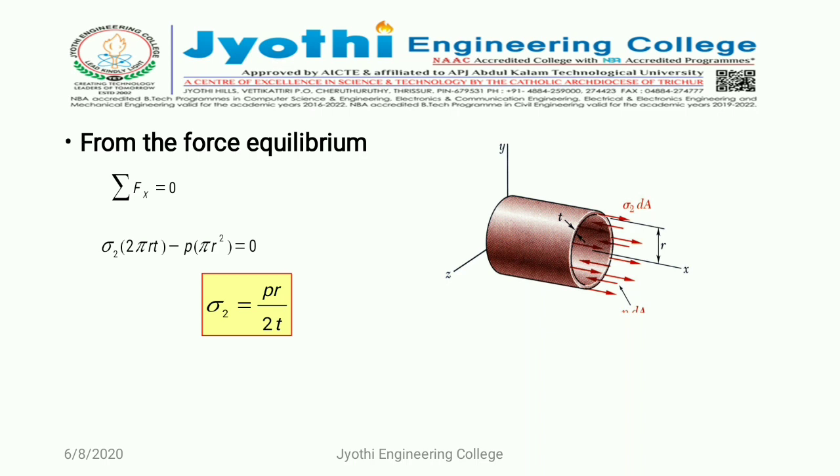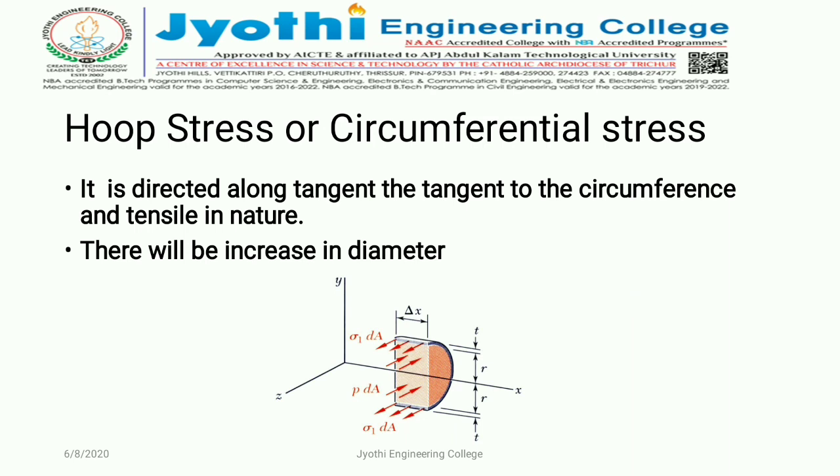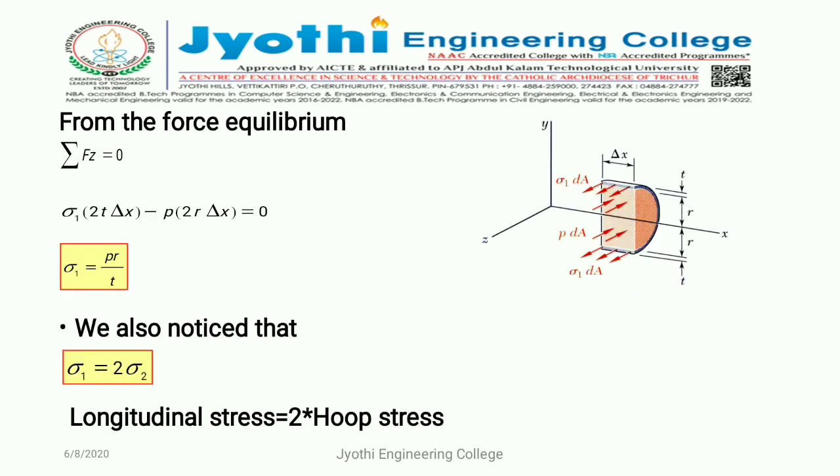Next, we consider hoop stress or circumferential stress. It is directed along the tangent to the circumference and is tensile in nature, and it tends to increase the diameter of the cylinder. To find the magnitude of circumferential stress, we apply force equilibrium in the Z direction.